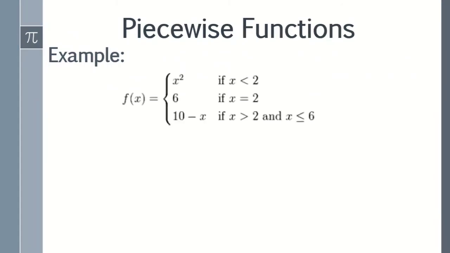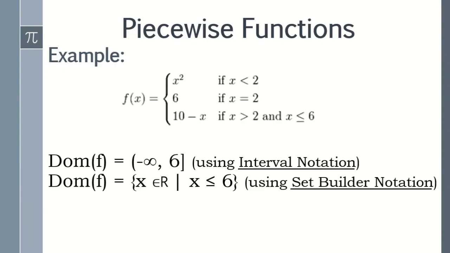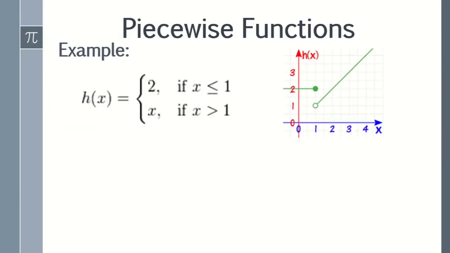This means that the domain, which is all the values that can go into the function, is all real numbers up to and including 6, which can be written like this. Domain of f equals negative infinity to 6 using interval notation. And domain of f equals the set of all real numbers x such that x is less than or equal to 6 using set builder notation. Here is another piecewise function which looks like this graph.